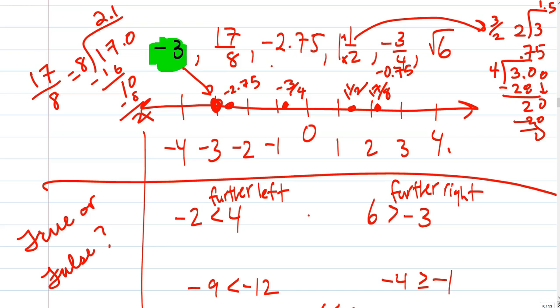What number times itself makes 6? I don't know, but I know what it's between. I can't do the square root of 5, but I can do the square root of 4. The square root of 4 is 2.